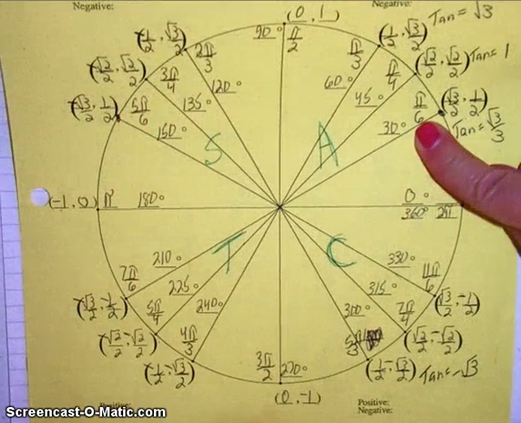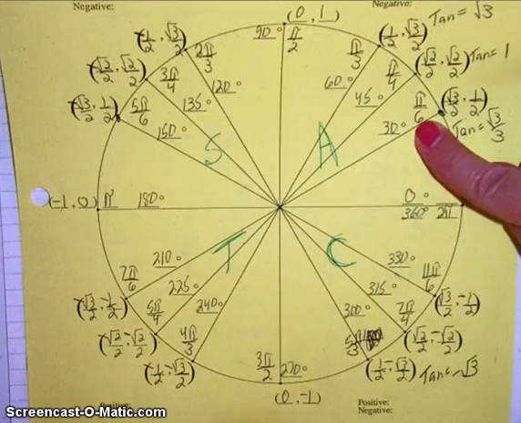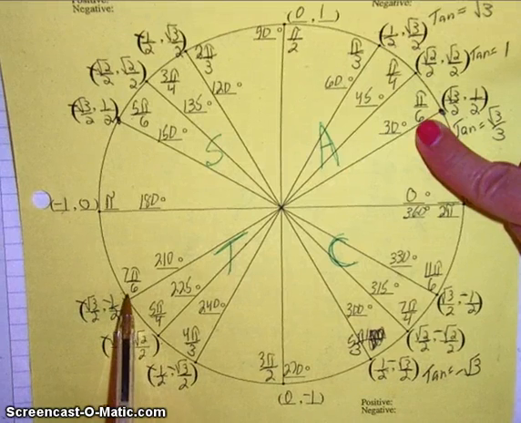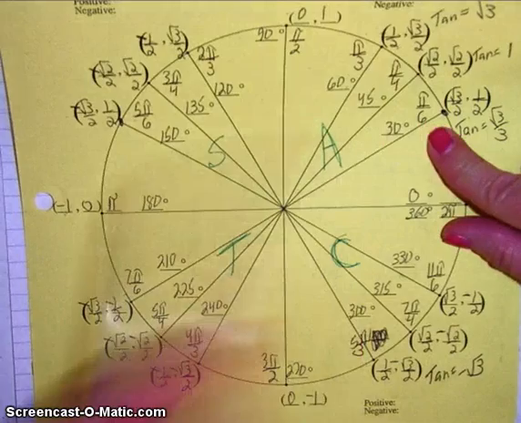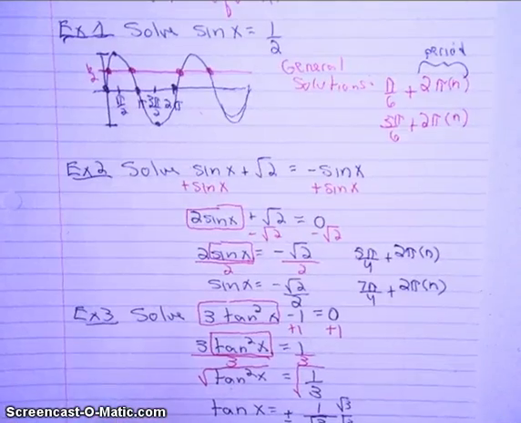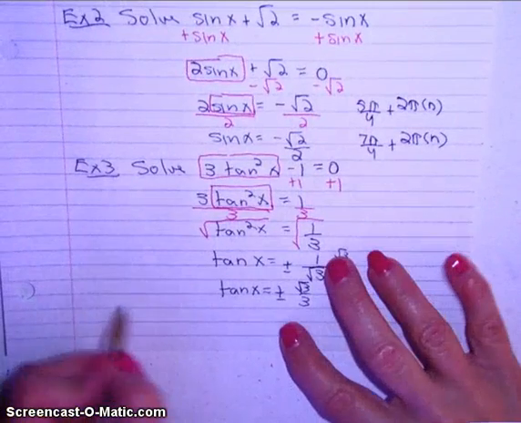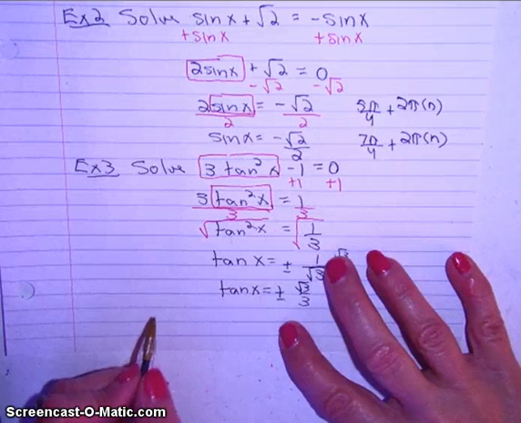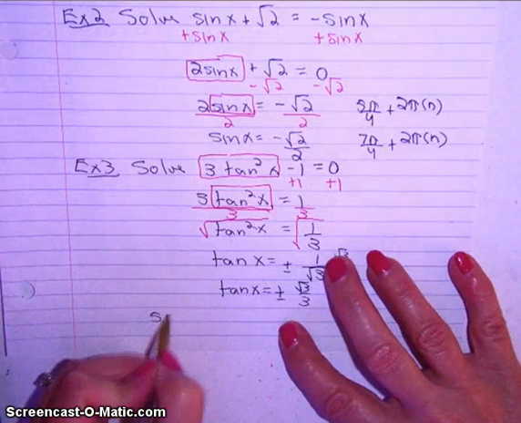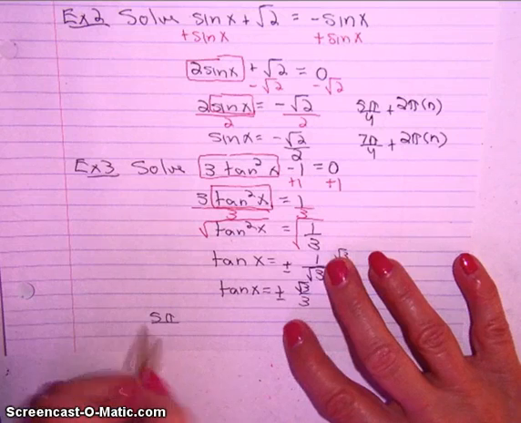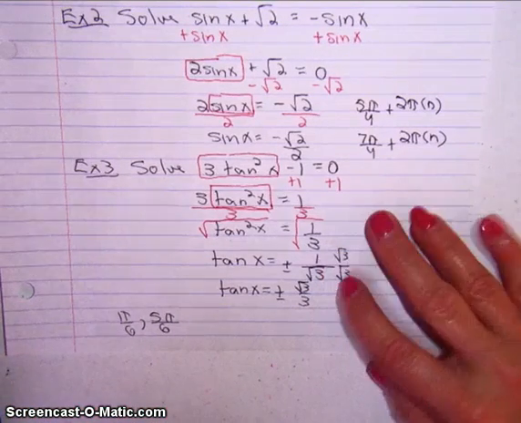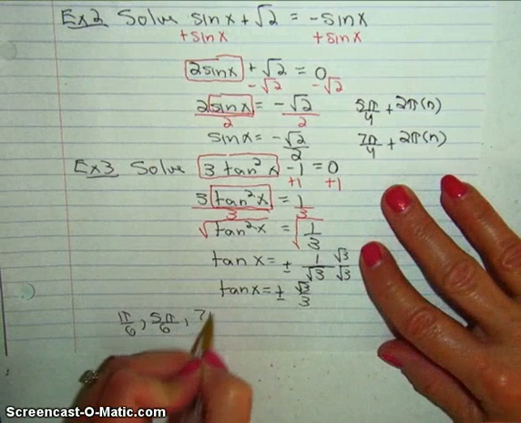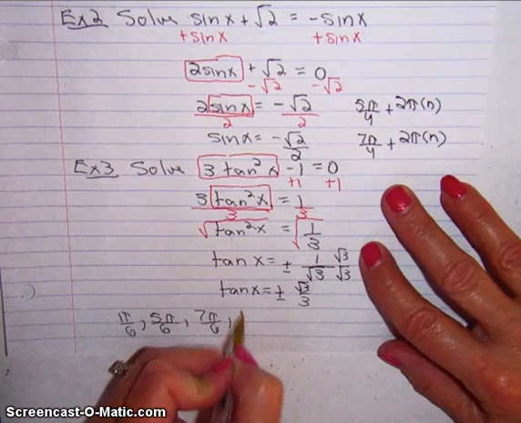So far we have pi over 6. We have 5 pi over 6. Where are the other two? Raise your hand, please. Where are the other two, Autumn? 7 pi over 6 and 11 pi over 6. Everybody get that? Does that make sense? Let's start not writing general. Let's just list the answers: pi over 6, 5 pi over 6, 7 pi over 6, and 11 pi over 6.